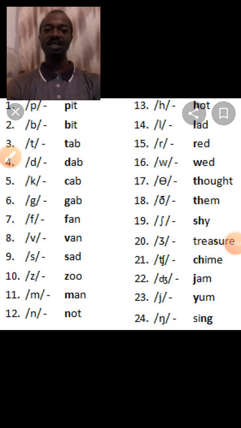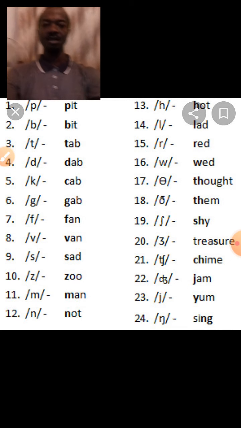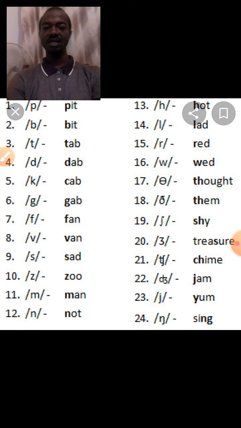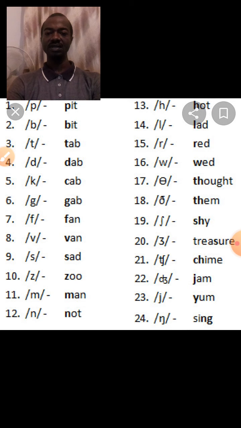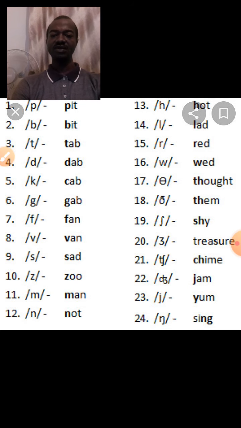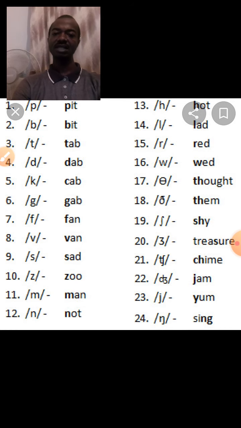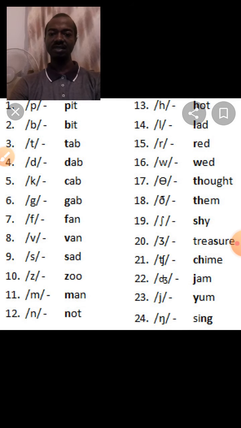My wonderful students. Today we'll be looking at consonants and consonant clusters. We looked at long and short vowels, and we saw that long and short vowels fall under the category of monophthongs. And we did mention that the monophthongs in English are 12 in number, and we also saw that we have diphthongs and then triphthongs. But our main focus in this lesson is on consonants and consonant clusters.